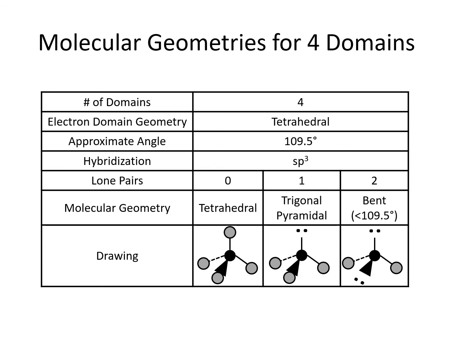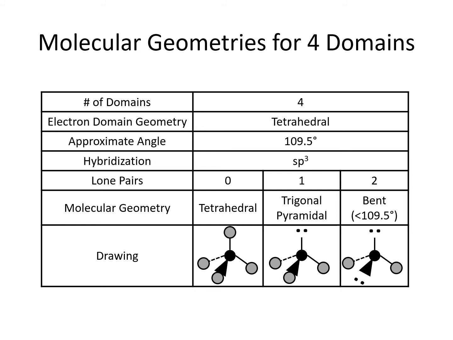If the molecule has 4 domains, 2 of which are lone pairs, the molecular geometry is bent. Again, it looks like you took a crowbar and bent it. An example with this molecular geometry is water. Even though we draw the Lewis structure of water very boxy, it's actually got this very angular shape.